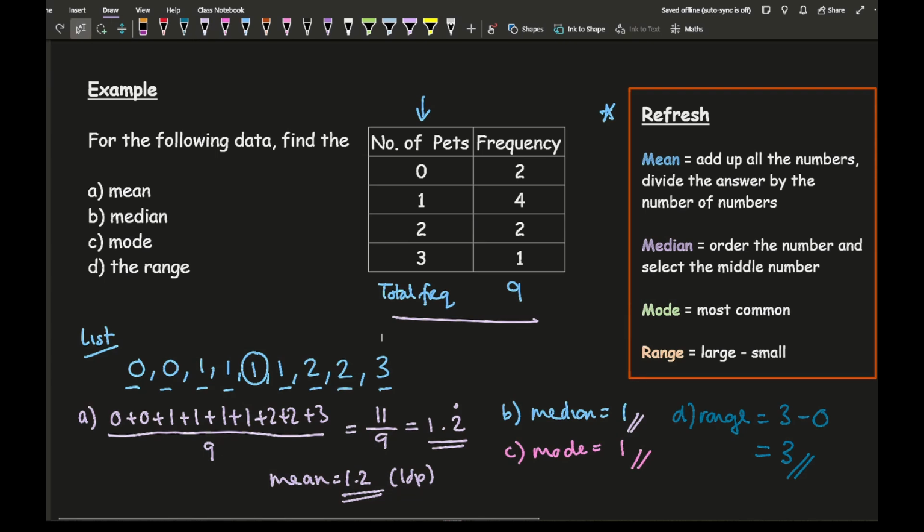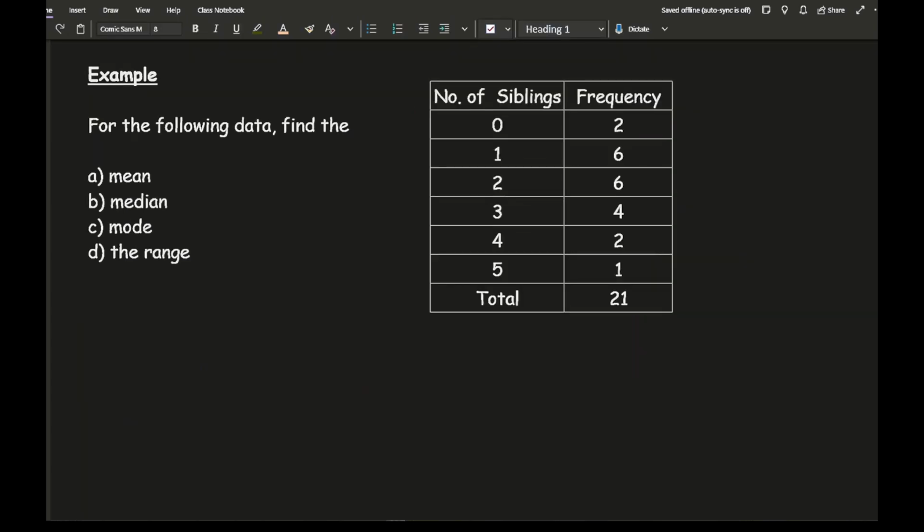So using that method, if you've got a total frequency of potentially over 12, it is probably not the best option to go for. So now let's have a look at an example where the frequency is quite large.